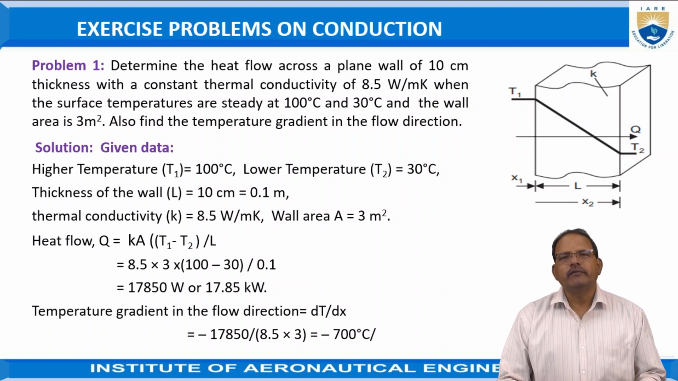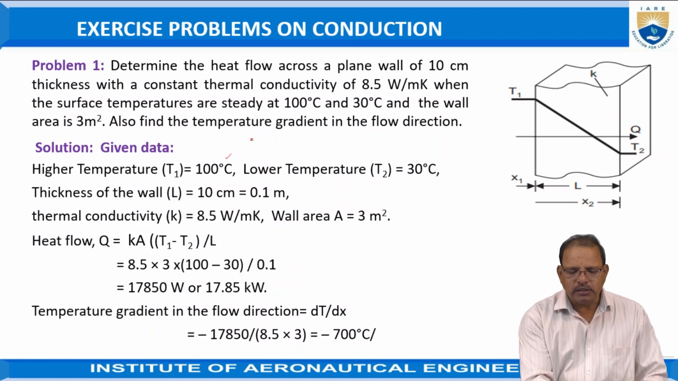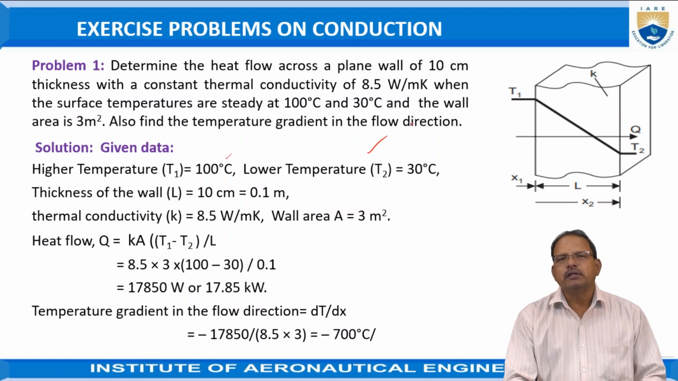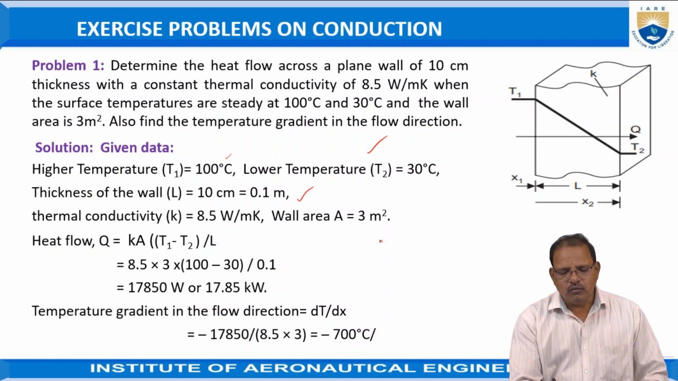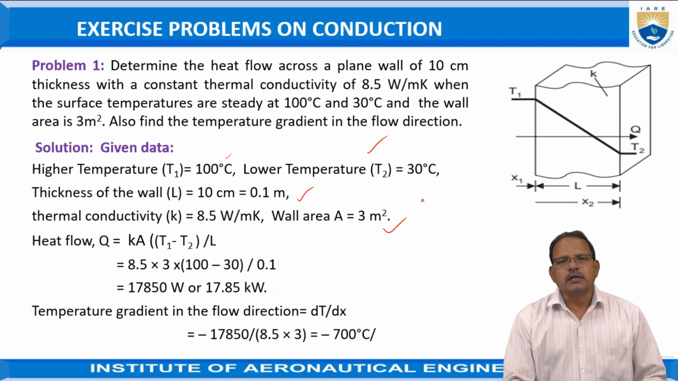First of all, we have to identify the given data in the problem. Here, the temperature is represented as T1, which is equal to 100 degrees centigrade, and T2 is equal to 30 degrees centigrade. Thickness of the wall is 10 centimeters, but it should be represented in meters, which is equal to 0.1 meters. Thermal conductivity is given as 8.5 watts per meter per degree Kelvin. Wall area, that is the area of the cross section from which heat energy is flowing, is equal to 3 meters square.